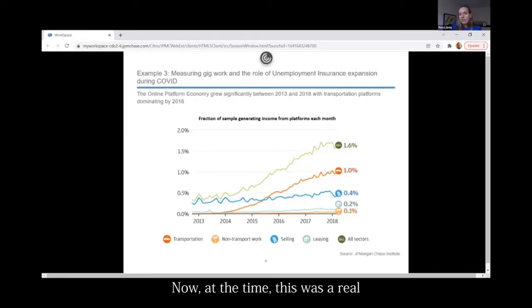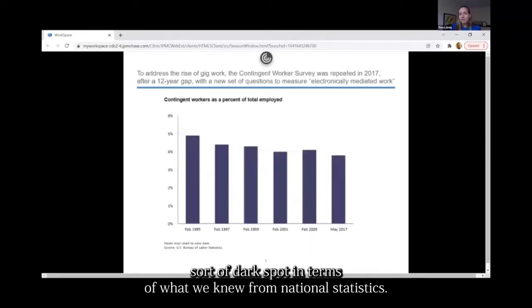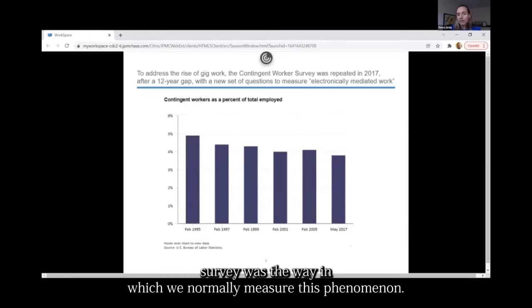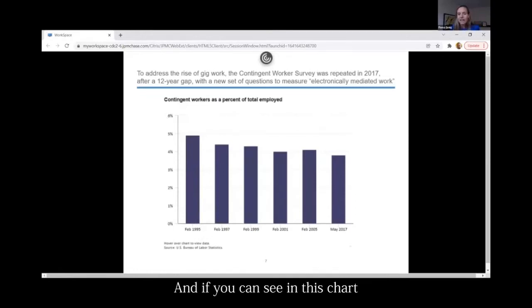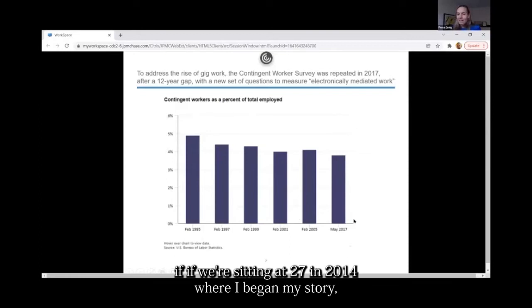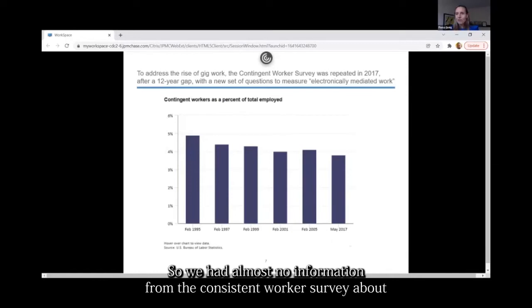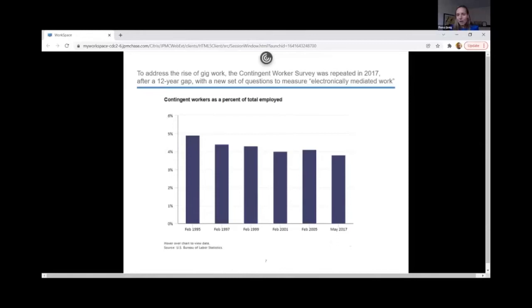Now, at the time, this was a real sort of dark spot in terms of what we knew from national statistics. The BLS's contingent worker survey was the way in which we normally measure this phenomenon. And if you can see in this chart, if we're sitting in 2014, where I began my story, it had been 9-10 years since that survey had last been implemented. And so we had almost no information from the contingent worker survey about what was happening.